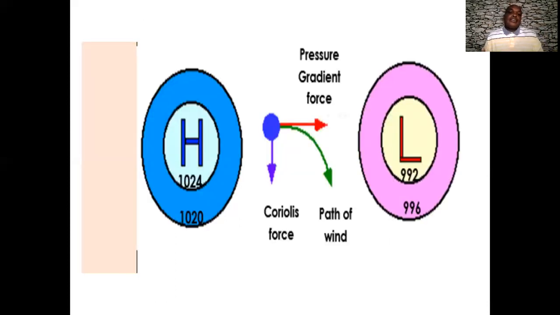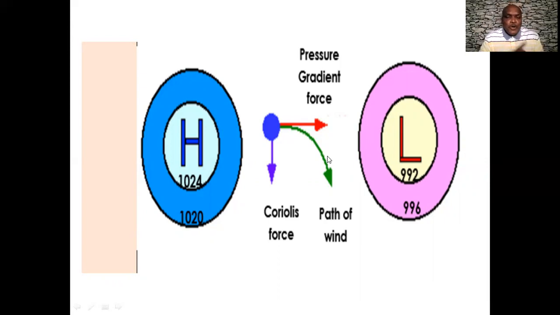If you can have a look at this diagram, we have a high pressure cell and a low pressure cell. Wind is supposed to flow from high pressure to low pressure. Remember, the pressure gradient force is the force that is responsible for making the wind flow from the high pressure cell to the low pressure cell. As you can see, it's indicated in red. This is your pressure gradient force, which causes the wind to flow from the high pressure cell to the low pressure cell.